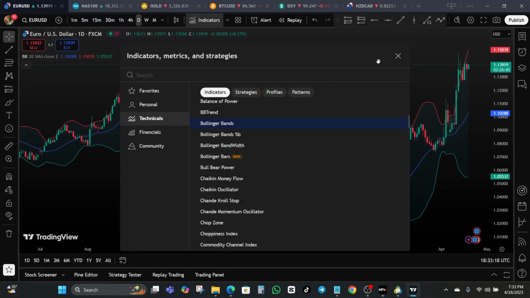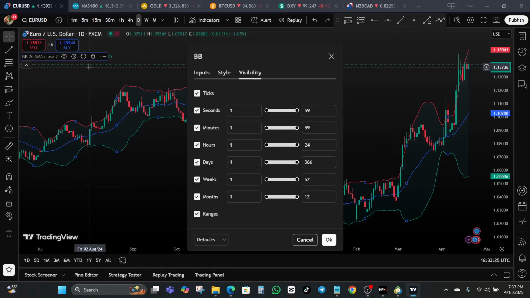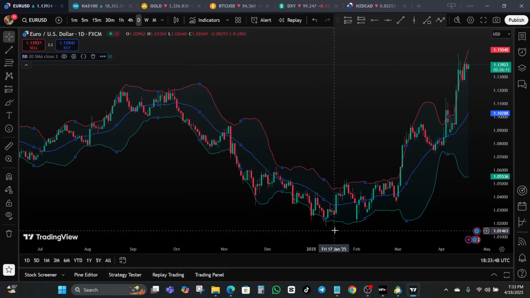Once added, you can click the gear icon. You can see the gear icon, and click on it to customize your indicator. You can change the length, the basis, and whatever settings are available for that indicator. Basically, you can modify the settings according to your taste to suit your trading style. Now, let's just walk through some key indicators that many traders use.